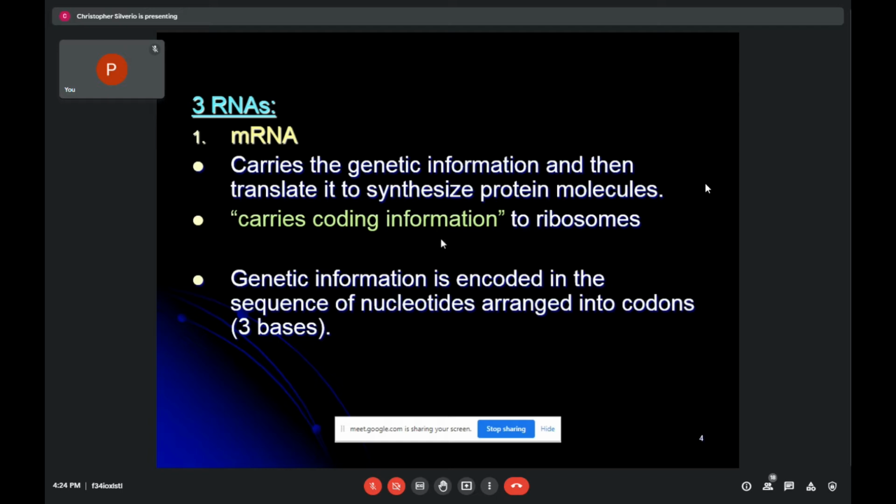And usually, class, the genetic information is encoded in the sequence of nucleotides arranged into codons, 3 bases. It is a code. The genetic information is a code, and it is made up of codons. And you call that the genetic code.